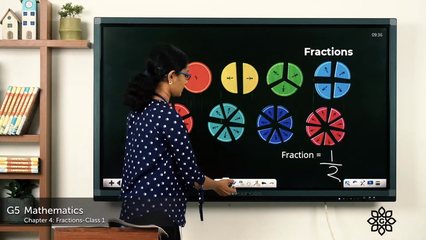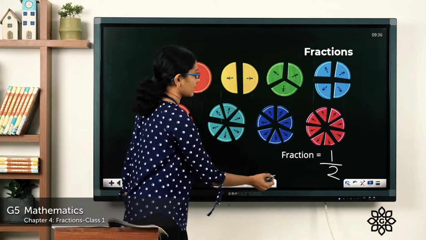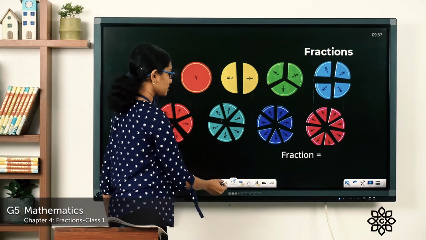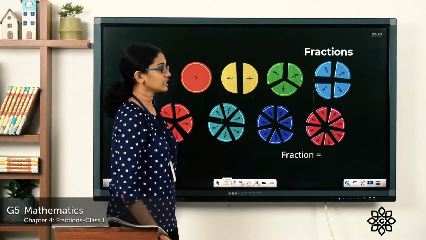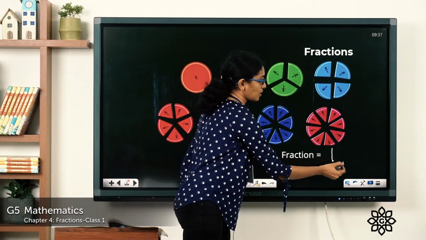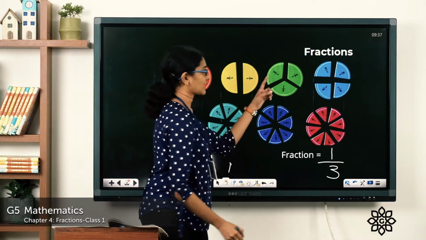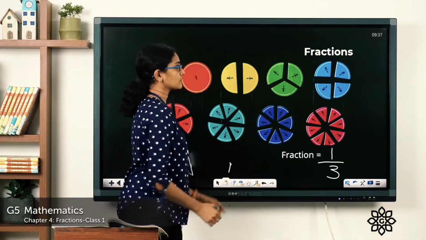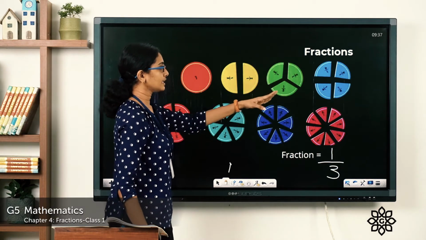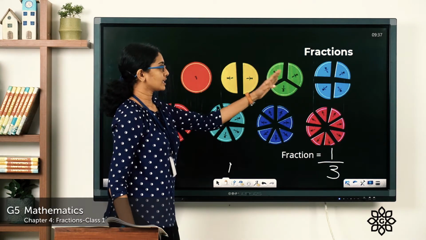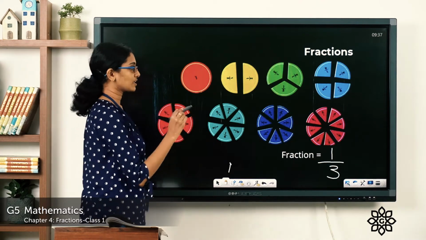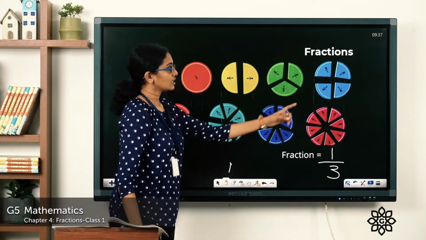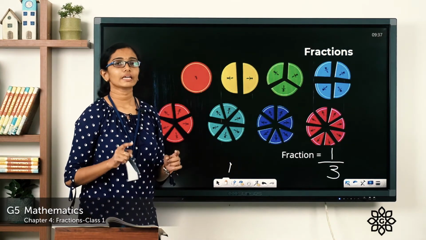Now what about the third picture? How many total parts are there? There are 3 total parts. That circle is divided into 3 parts. And what is the fraction of each part of it? Here the fraction is 1 by 3. The fraction of each part is 1 by 3. So when you put back together 1 by 3, 1 by 3, 1 by 3, it becomes 1 whole or 3 by 3, right? Now in the fourth picture, there the circle is divided into 4 equal parts.